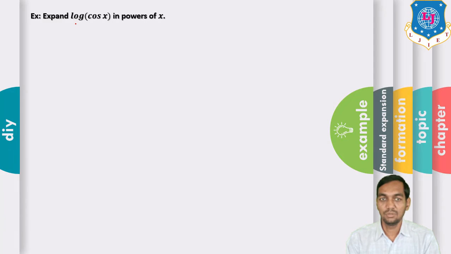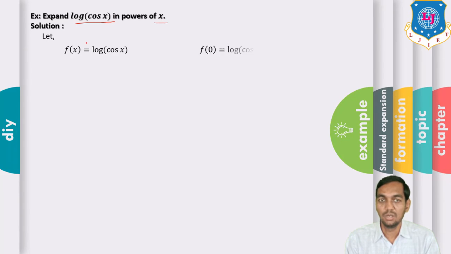Now we are going on to the example. Expand log cos x in powers of x. See, in powers of x means you are finding the Maclaurin series. And this function is also in the form of x. So f of x is basically log cos x. So f of 0 will be log cos 0. Cos 0 has a value 1, so you will have log 1, which has a value 0.